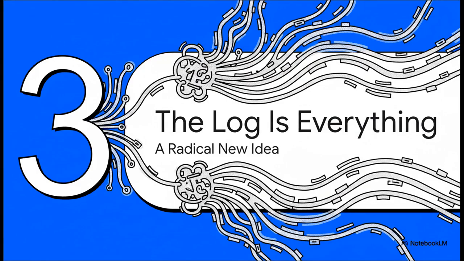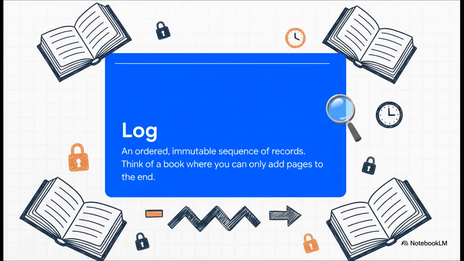So the LinkedIn team came up with this, honestly, a radical new idea. It was so elegant and so simple. What if the log wasn't just a file anymore? What if the log was the central nervous system for the entire data pipeline? Now, what's really cool is how they redefined what a log is. Forget about complicated databases. Just picture a book where you can only add new pages at the very end. That's it. It's an ordered, unchangeable list of things that happened. This simple, powerful idea is the absolute heart of Kafka.